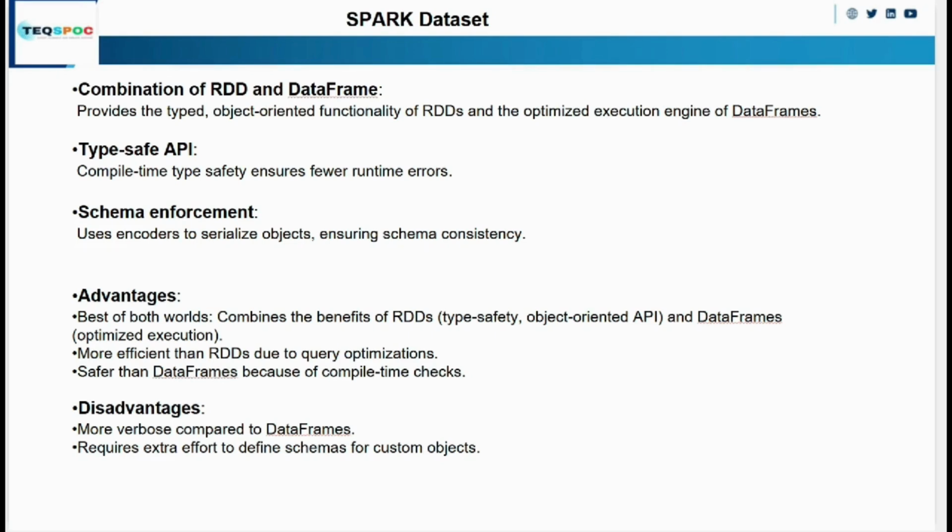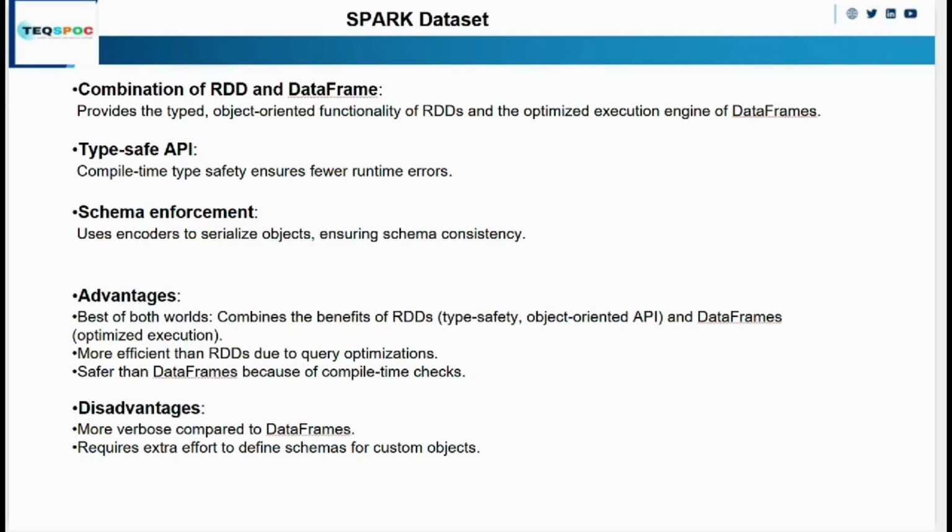Whereas if I use the Dataset API, at the time of compilation it will check whether the schema or the metadata information that I'm providing in my code is correct or not. So that is the type safety. At compile time only, it will be caught that I'm not using the proper column name or something like that. Third one is schema enforcement.